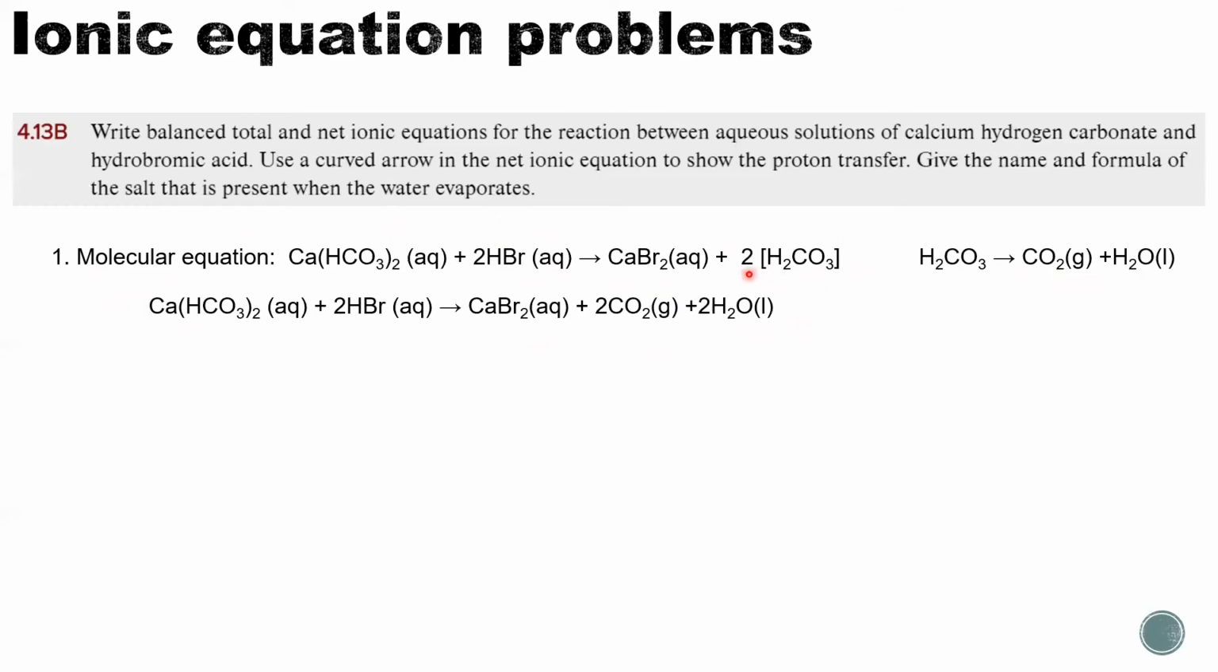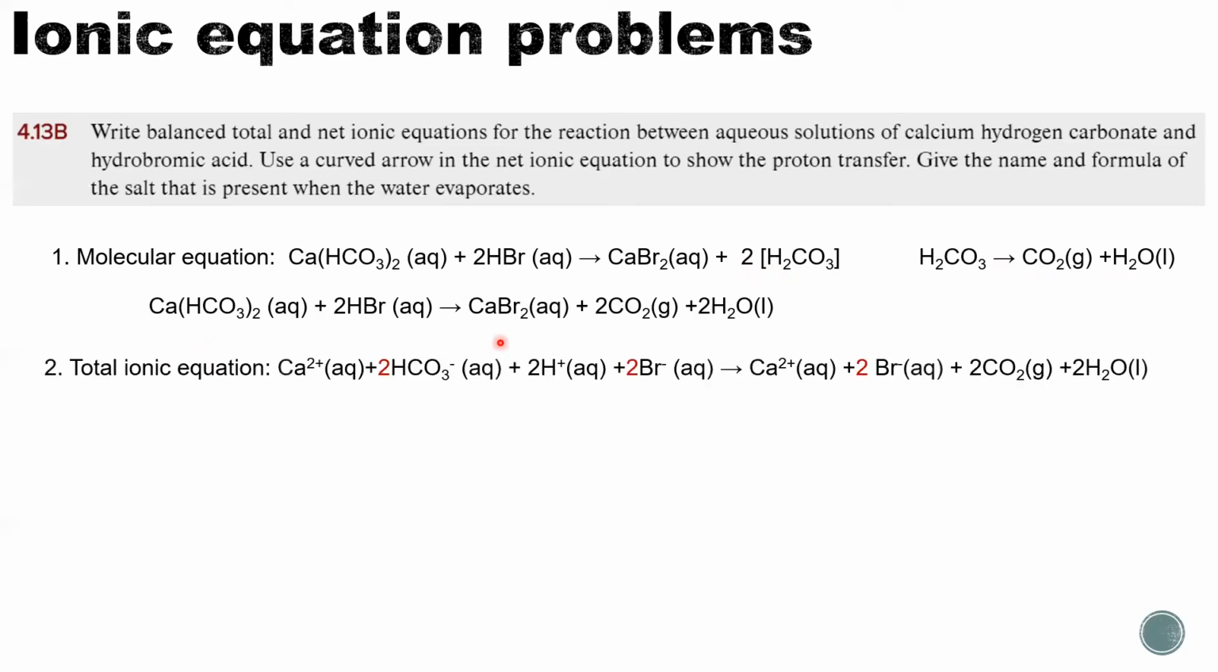Because we have a 2 as a coefficient in front of our carbonic acid, when we replace the carbonic acid with CO2 and water, each CO2 and each water should have a coefficient of 2 also. From this molecular equation, we can write the total ionic equation. Pay attention to the stoichiometry here. For each calcium hydrogen carbonate, because of charge neutrality, we need 2 hydrogen carbonate to match 1 calcium. So when you dissociate that into ions, we should put 2 as a coefficient before hydrogen carbonate.